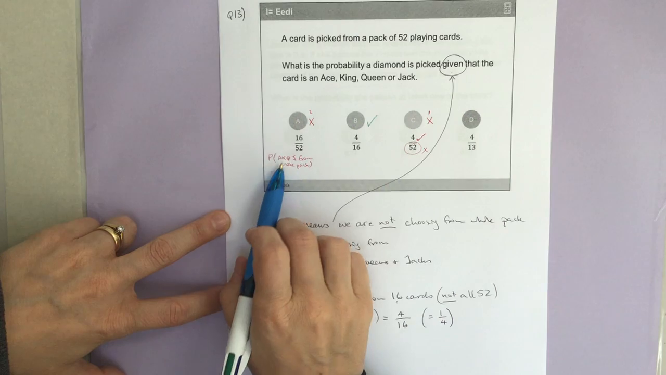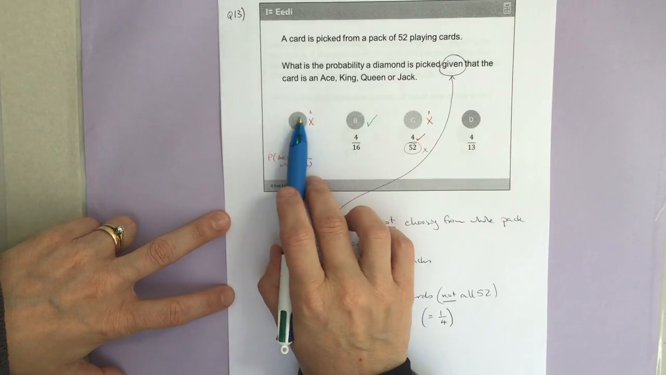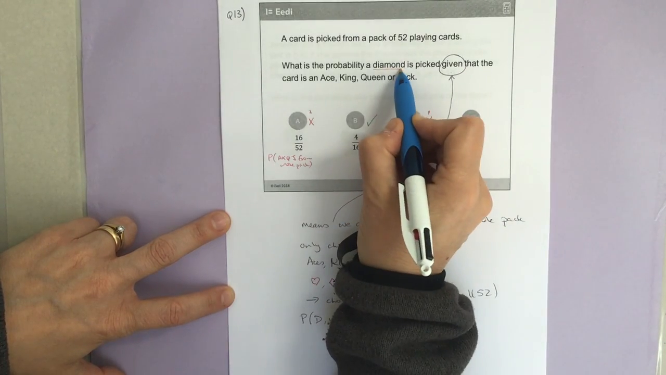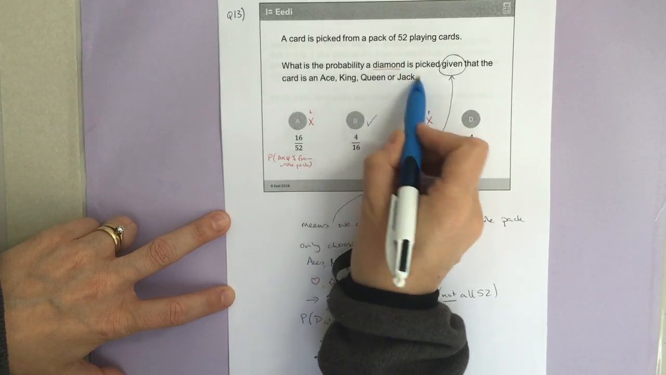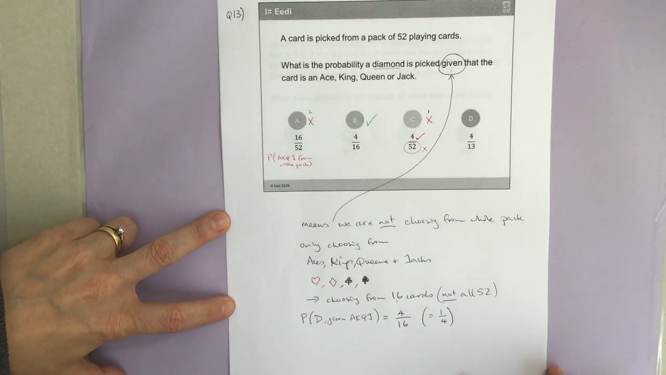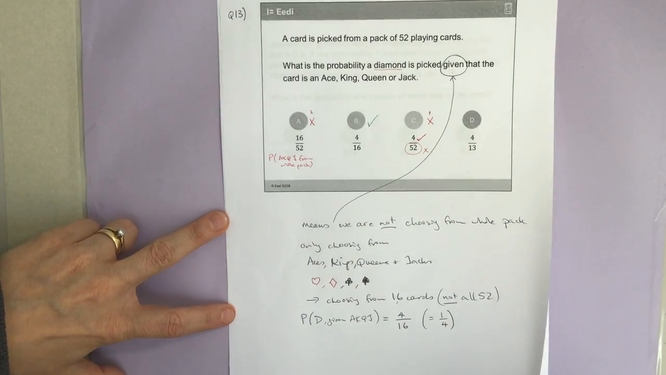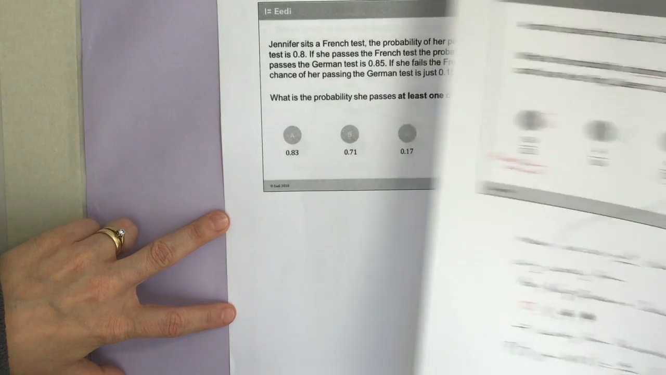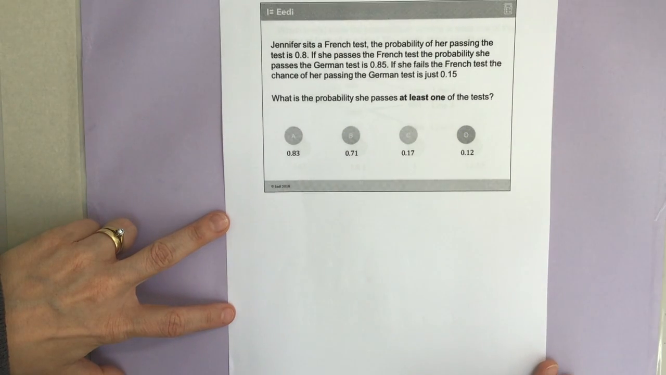So that, I think, is what's happening there. But again, that's not answering this question. It wants the probability of a diamond, given that we're just looking at these 16 cards. Okay, so that was the one that was done worst. Make sure you've got that in your notes, please. And I'll attach these questions to the task.